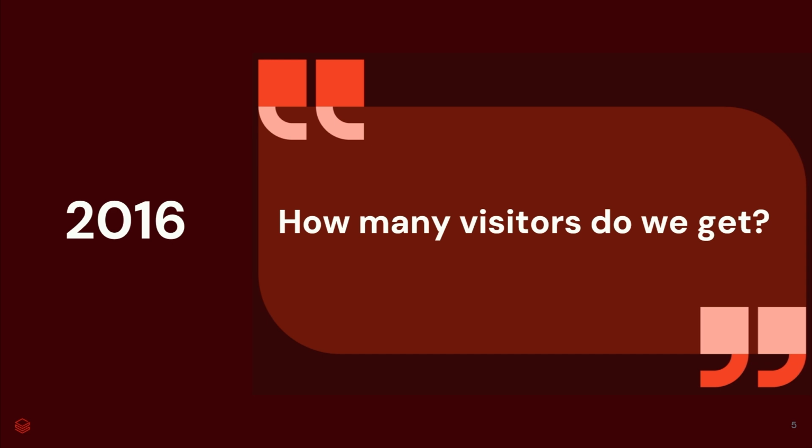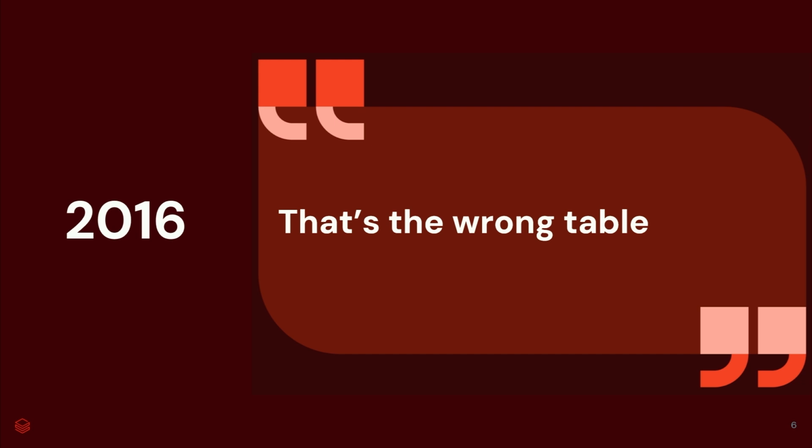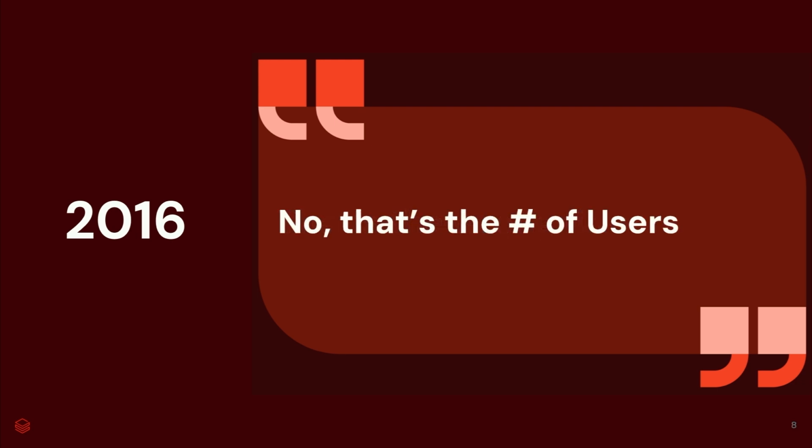Pretty basic, you'd imagine. But it kicked off a flurry of responses. You wouldn't really expect that. You'd expect one response, but it started with one number, then there was a second, then a third, and people had to start triaging. That's the wrong table. Uh-oh. That's the wrong filter. No. That's not visitors, that's users. Right.